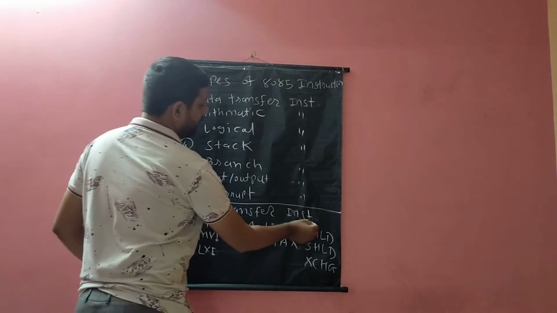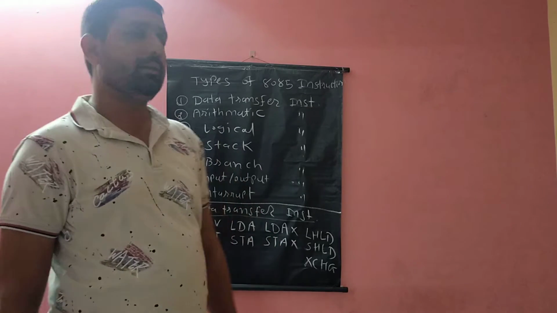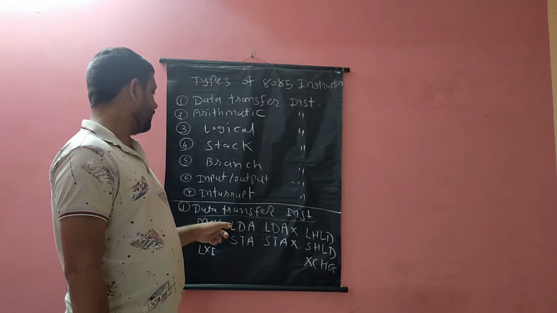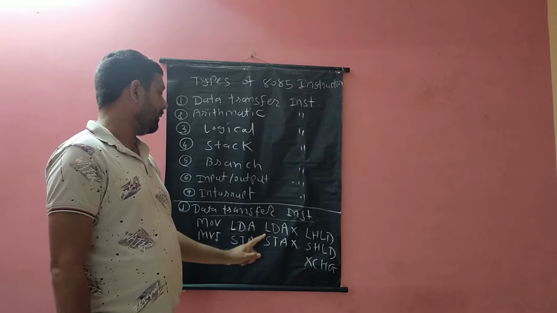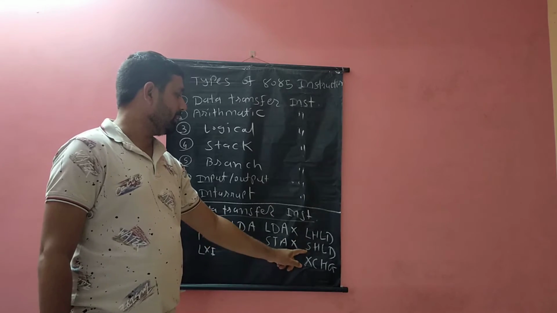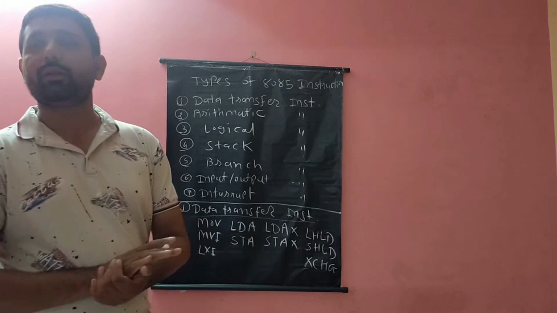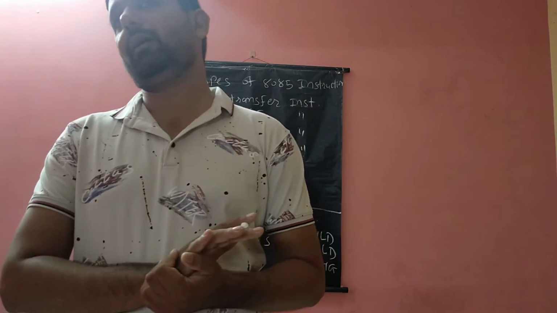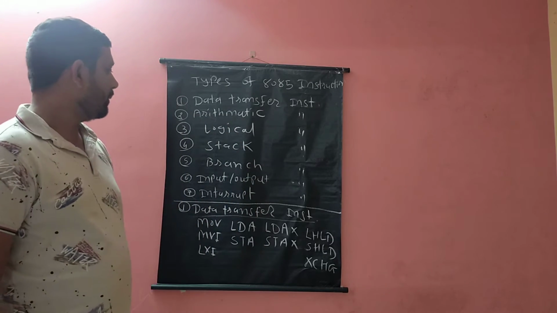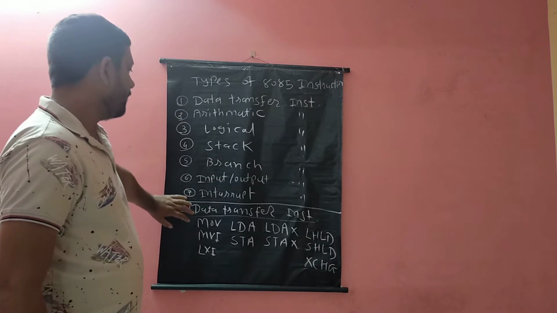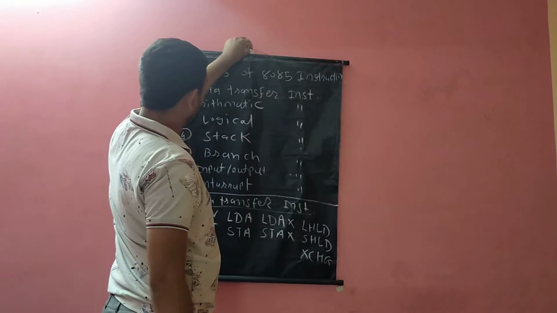First we see the data transfer instructions. There are a total of 10 types of data transfer instruction. First is MOV, second is MVI, LXI, LDA, STA, LDAX, STAX, LHLD, SHLD and XCHG. These instructions are used for transferring data between memory, register, etc. So one by one we see the data transfer instructions. First we see the MOV instruction.